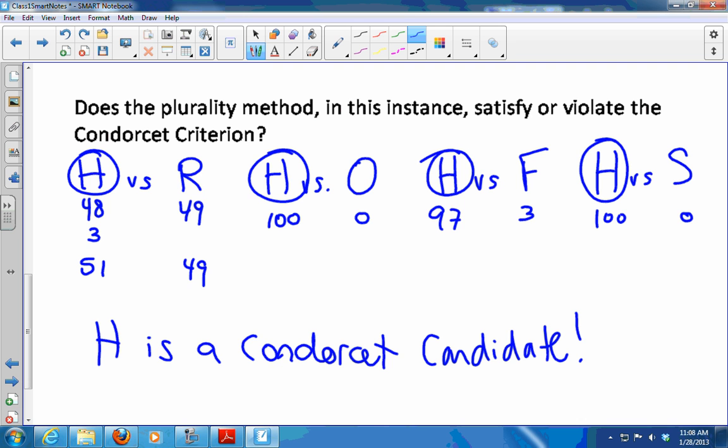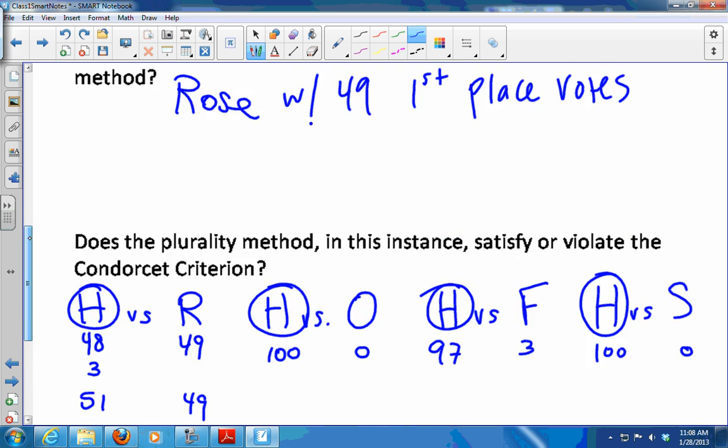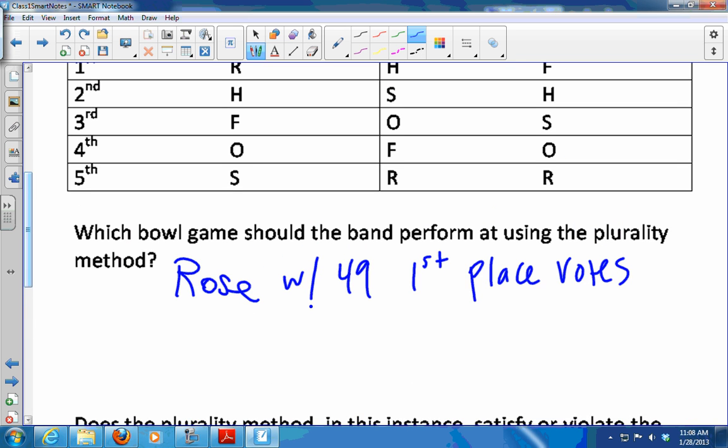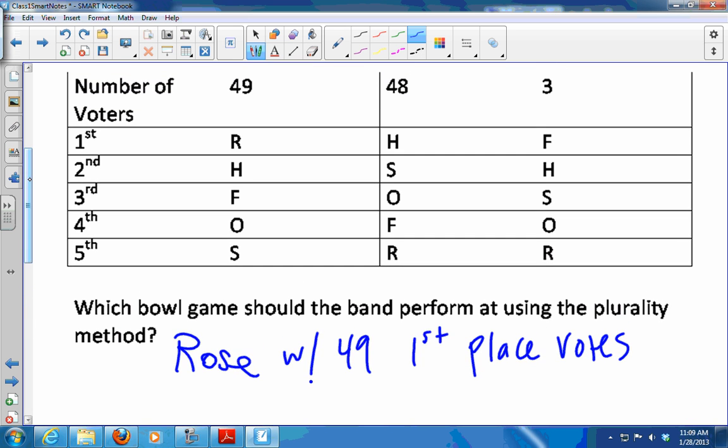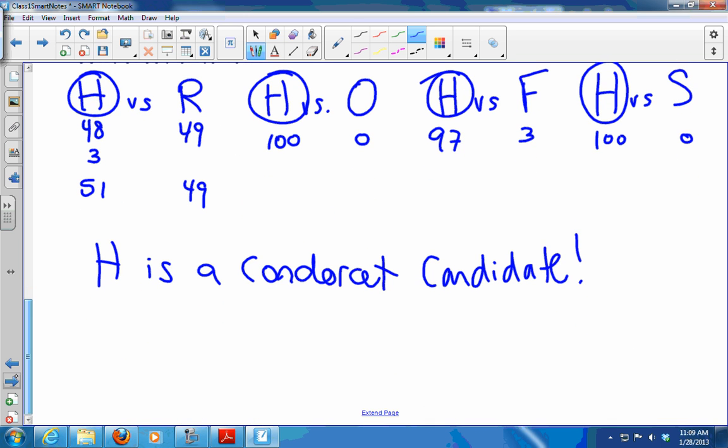But who won this election in the plurality method? The Rose Bowl. When we did the plurality method, they had 49, the most first place votes. Rose Bowl has 49, Hula has 48, and Fiesta has 3. So with the plurality method, Rose Bowl won. Yet Hula's a Condorcet candidate. So we violated the Condorcet criterion. We have a candidate who is preferred by the voters in a head-to-head matchup over every other candidate that did not win.